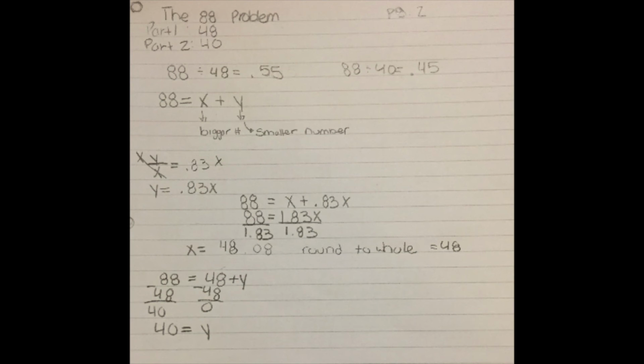0.83x, and so I plugged that back into the original equation. So I had 88 equals x plus 0.83x, and I found the value of x that way. So I got 88 equals 1.83x, and I divided both sides by 1.83, and I got x equals 48.08, and I rounded to the whole number, which is 48. So then I just subtracted 48 from 88 and got 40.